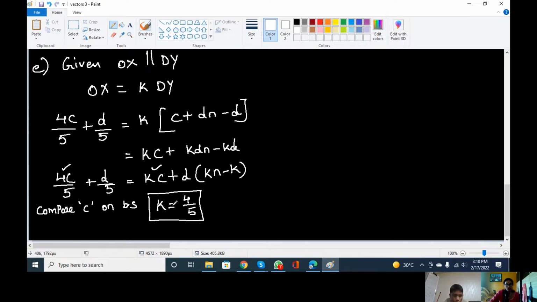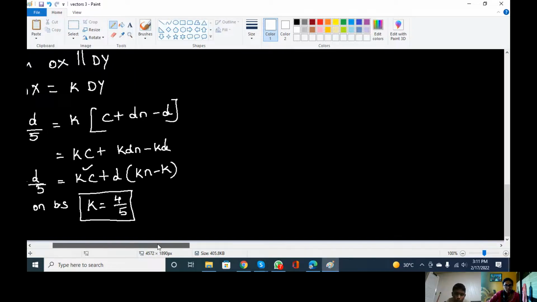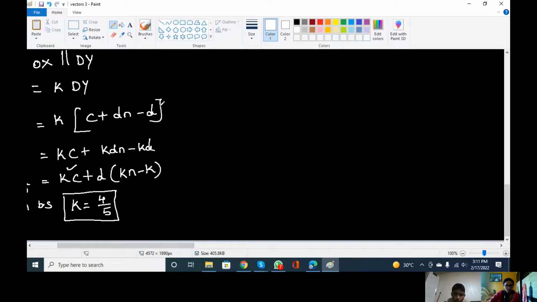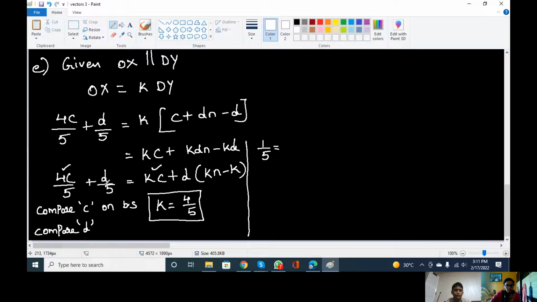Okay. Now what you have to find out? You need to find out the value of n. Now you compare the both d variables. I mean, compare the d vectors. So compare d on both sides. Here 1 over 5 is equal to kn minus k.